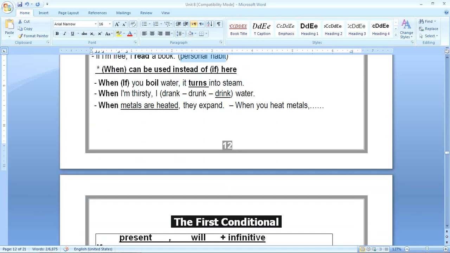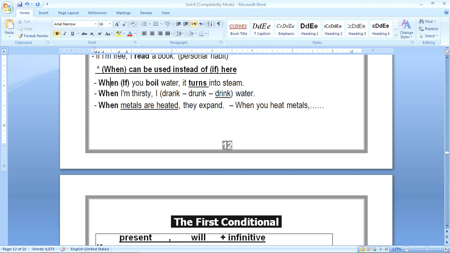Okay, by the way, in the zero conditional, you can use when instead of if. For example, you can say when or if you boil water, it turns into steam.